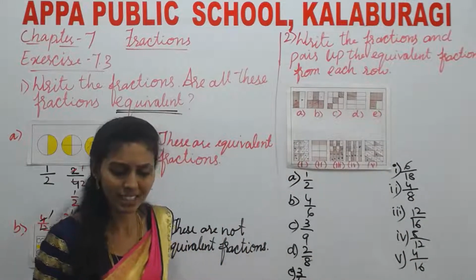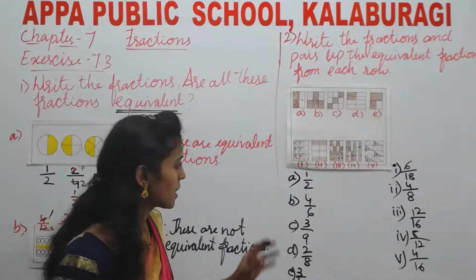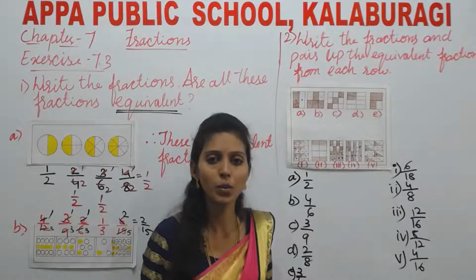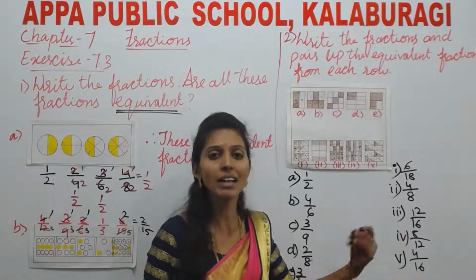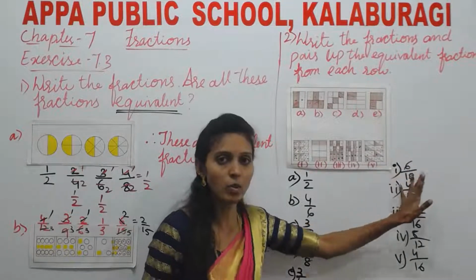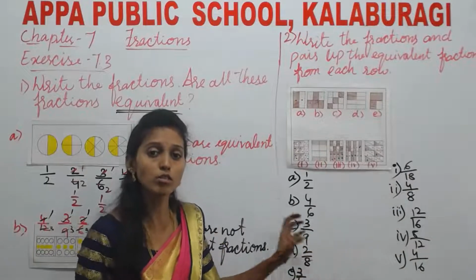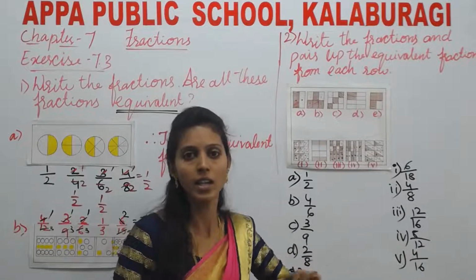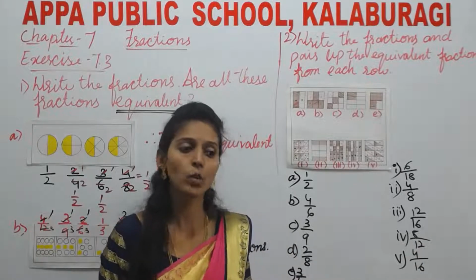Now, see, they said to pair, they said to match. But here, not even a single fraction is matching. What to do? See, here you have equivalent fractions. Some fractions are equal to the others. So what you have to do is search for them. How will you search? First, simplify all to their simplest form. Then you will get to know.